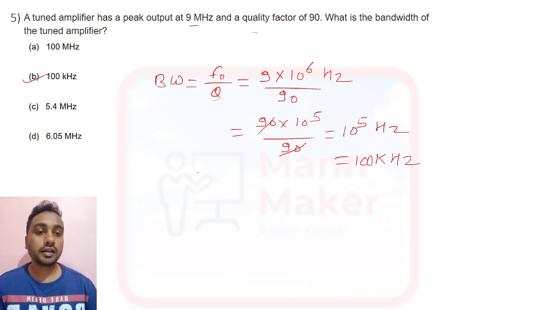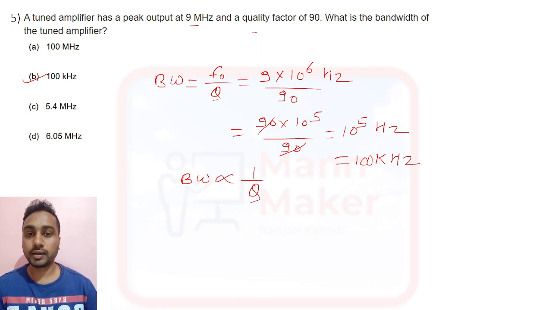And sometimes they will ask a question like this: what is the relation between quality factor and bandwidth? Bandwidth is inversely proportional to the quality factor. Like that you need to give the answer. What is the relation between bandwidth and frequency? Bandwidth is directly proportional to frequency. Like that you have to give the answer in a resonance circuit.